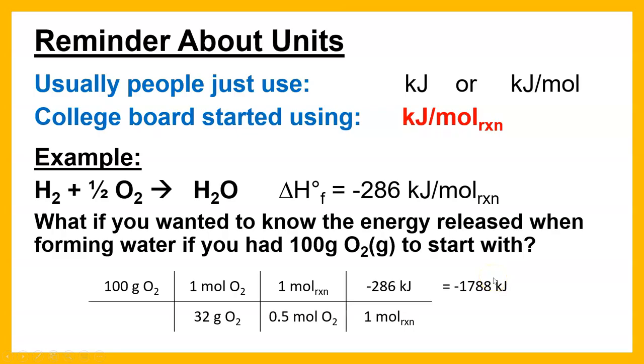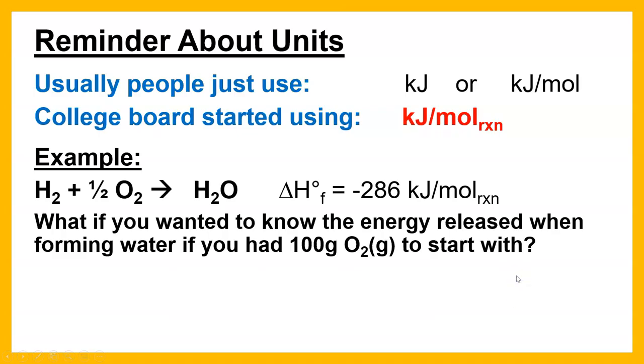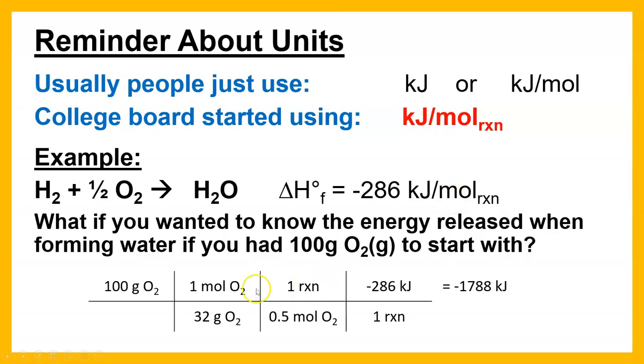Now, personally, I don't really care if you use this format. Sometimes you will see me do it even slightly differently, where instead of saying mole reaction, I may just write one reaction. One reaction, I needed a half a mole. One reaction gave me negative 286 kilojoules. It's the same concept, okay? Even that, if you can just use your coefficients properly and do proper dimensional analysis, they are not going to mark you wrong. They will still give you credit.